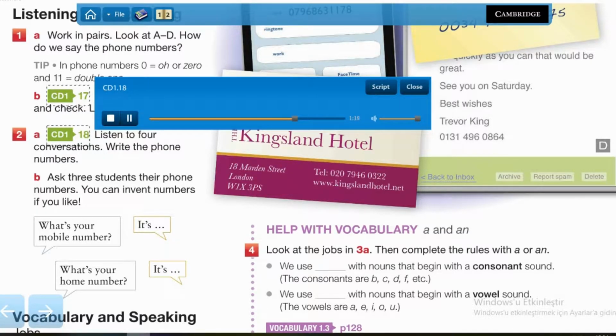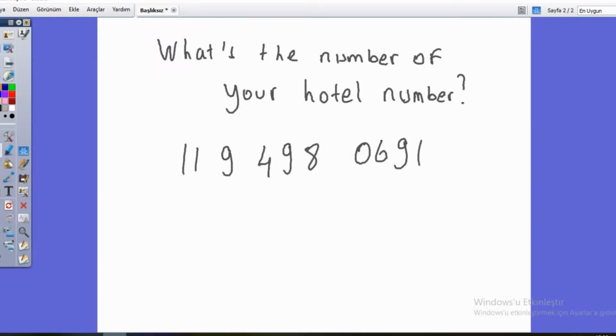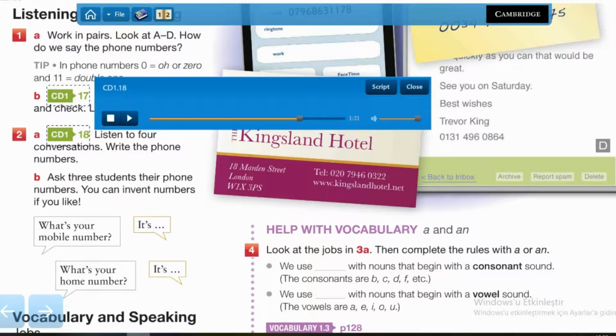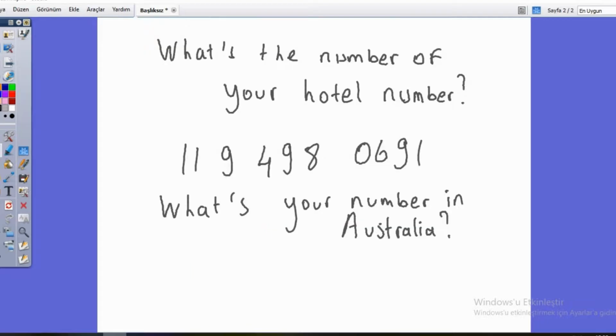D. What's your number in Australia? The question is, what's your number in Australia? Now we'll listen to it again and write the numbers. Let's start.